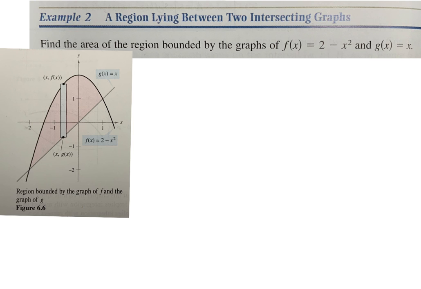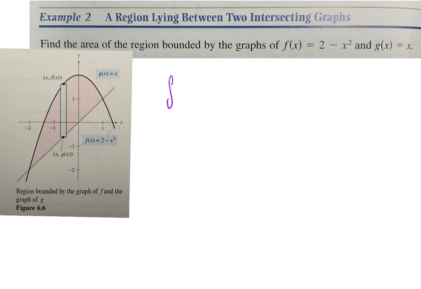Right, so what you'll notice is different about this example is that they don't give you boundaries from left to right. They don't give you your upper and lower bounds. They just give you these two graphs, and they're saying the region bounded by these two graphs. What you need to know is these two graphs intersect, and so the boundaries for these two graphs are where they intersect. So what you have to do to begin with is set them equal to each other and figure out where exactly they intersect.